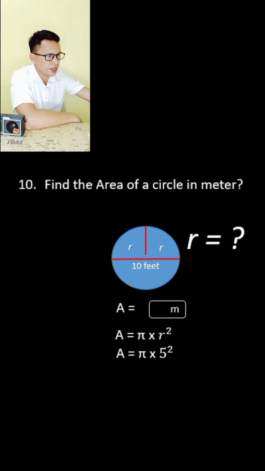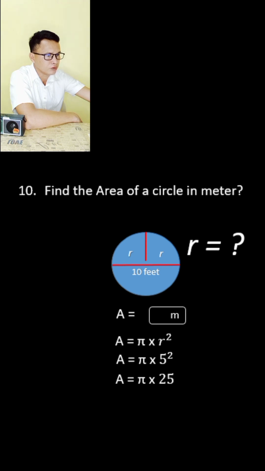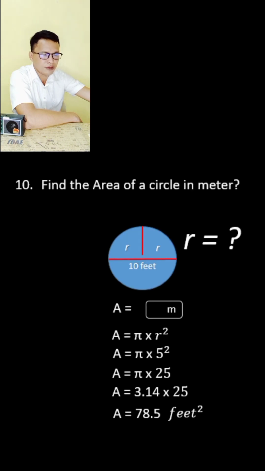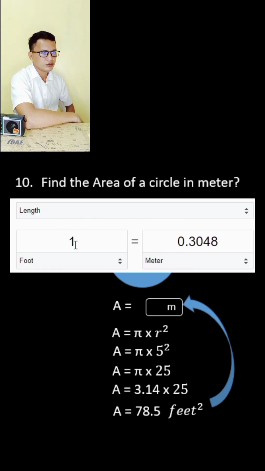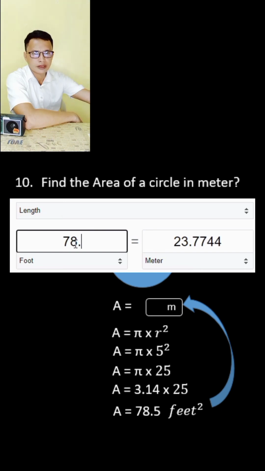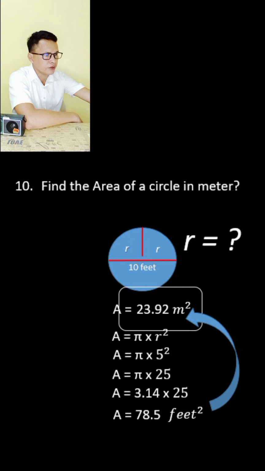Substitute to the formula, so we have 3.14 times 5 squared. So let's take the square of 5, which is 25, because 5 times 5 is 25, times 3.14 will give us 78.5 square feet. What we are looking for is meters, so let's convert it. 1 foot is equal to 0.04038, so 78.5 square feet is 23.92 square meters.